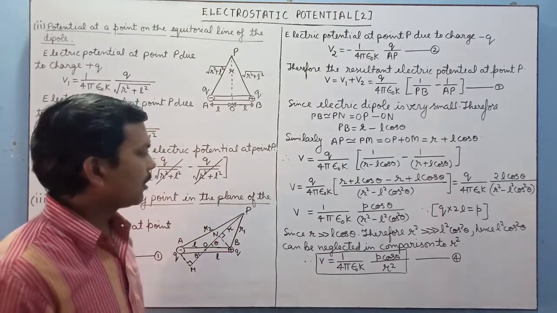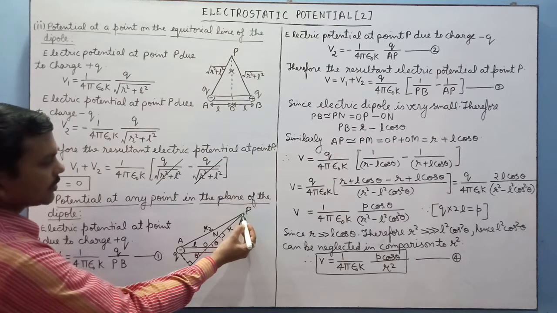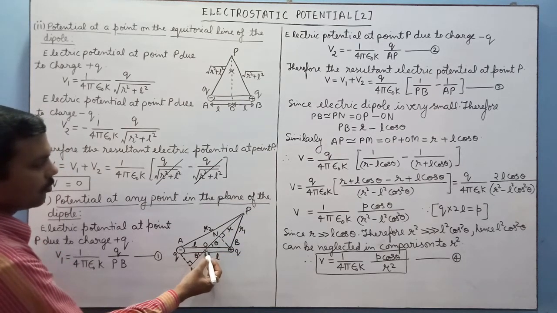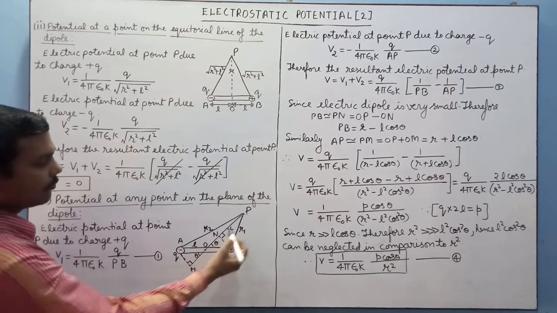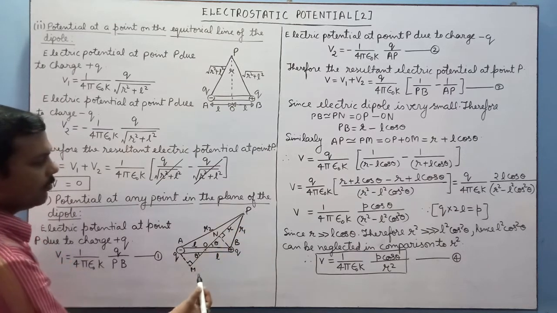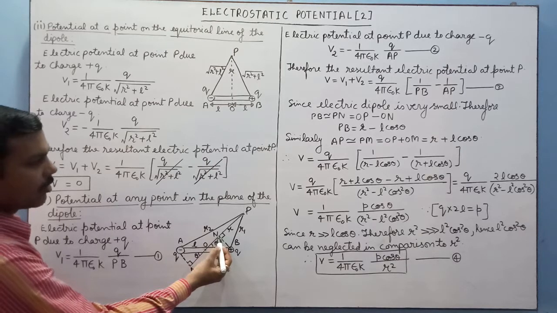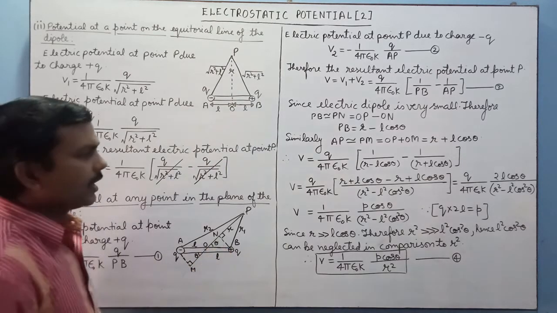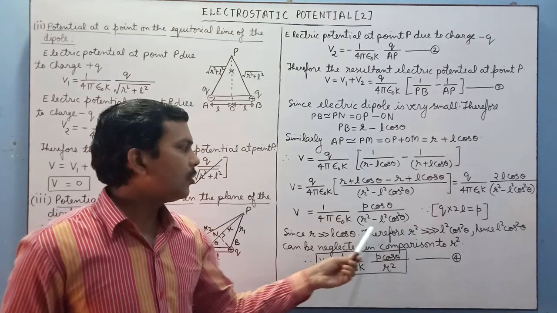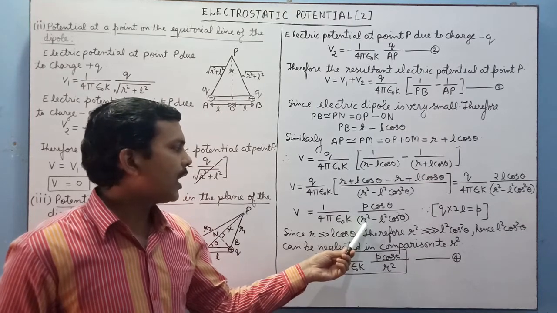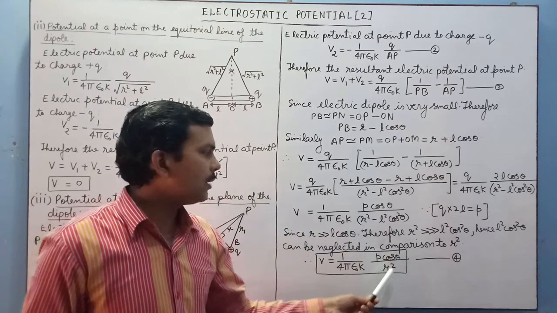Now you can easily observe that this distance small r is very much greater than this distance ON or OM, which is equal to L cos theta. Therefore the square of this distance, R square, will be very much greater than L square cos square theta, and hence L square cos square theta in this equation can be neglected in comparison to R square, and we get V is equal to 1 upon 4 pi epsilon 0 K, P cos theta by R square.